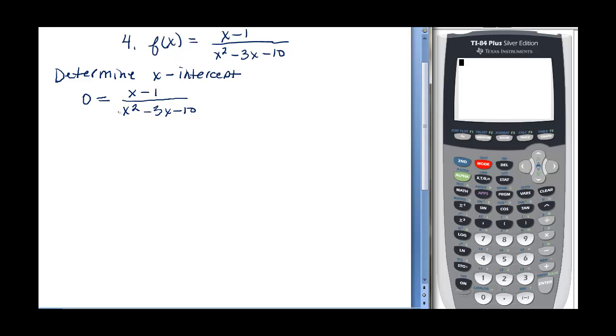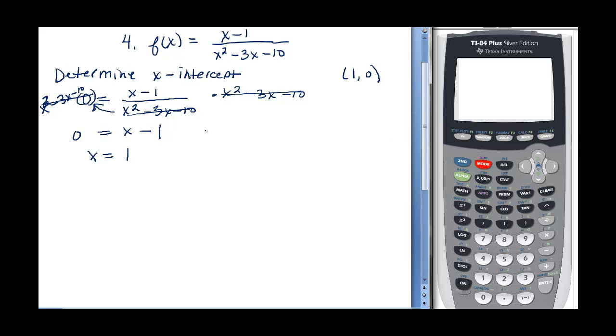So one way to do this is we could cross multiply. We could multiply both sides by x squared minus 3x minus 10. And then over here, x squared minus 3x minus 10 times 0, well, this is just going to be 0. These will divide out, and so I'll have 0 is equal to x minus 1. Then x would be equal to 1. So here my x-intercept turns out to be (1, 0).